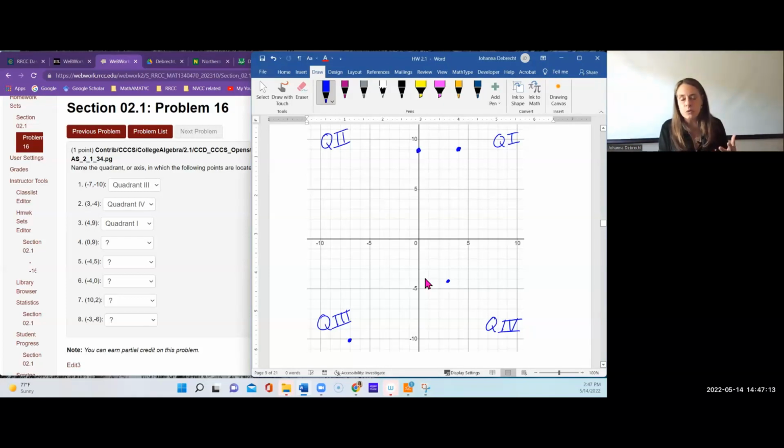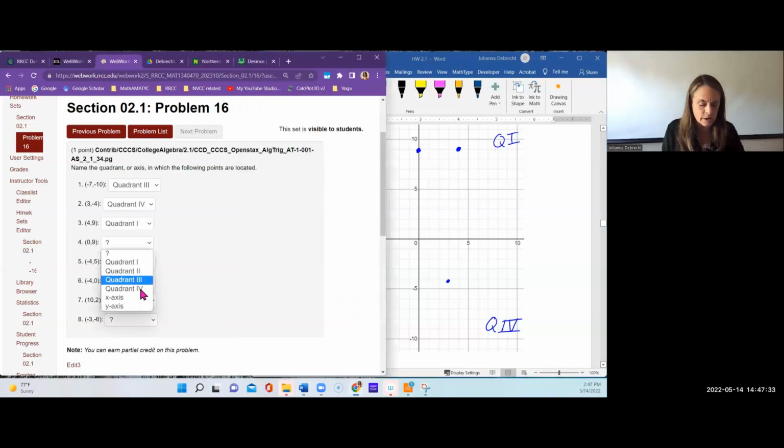Now, this is a weird rule in math, but if you're on one of the axis lines, you're not actually in a quadrant. The idea is if you could stand on the border between Colorado and Kansas and not be in Colorado or Kansas. That's the idea. So if you're on an axis, you're not in a quadrant. So for that one, we'll say we're on the y-axis.